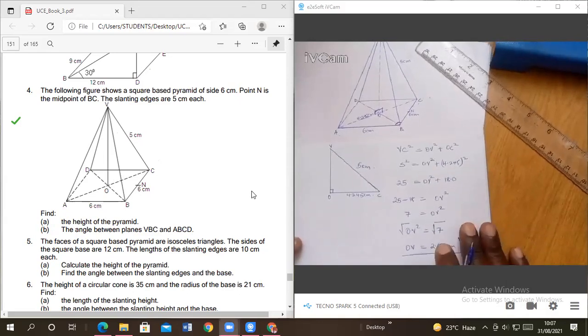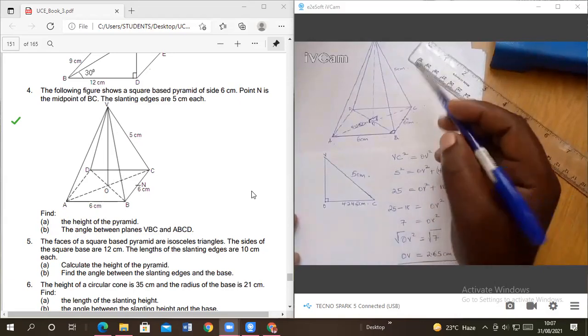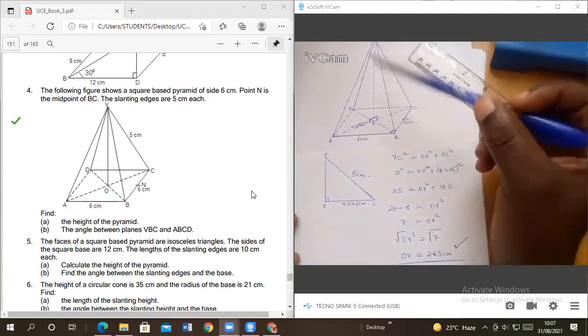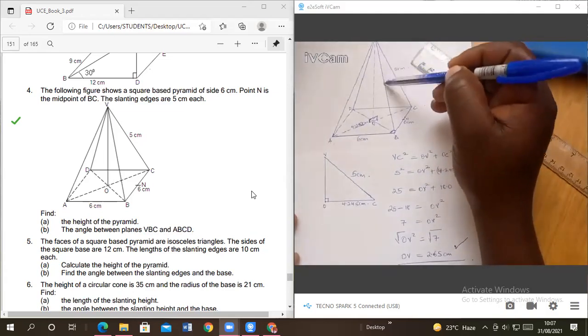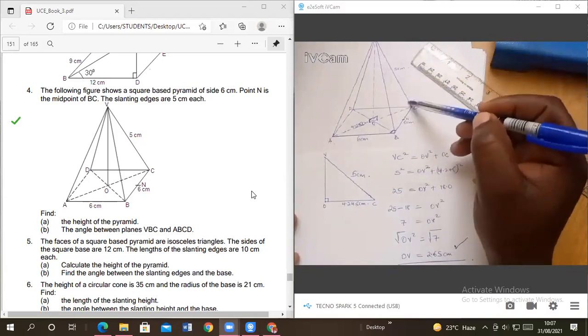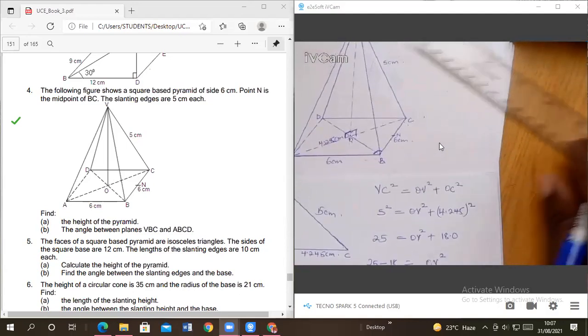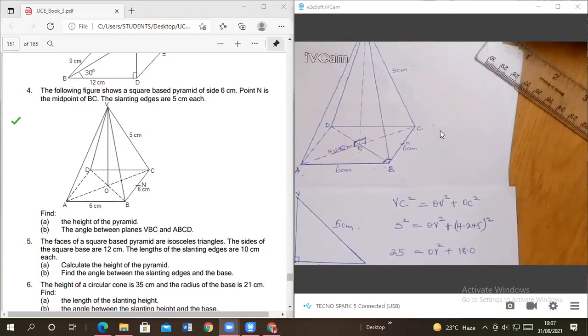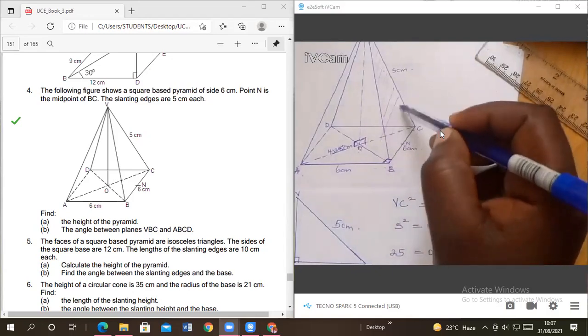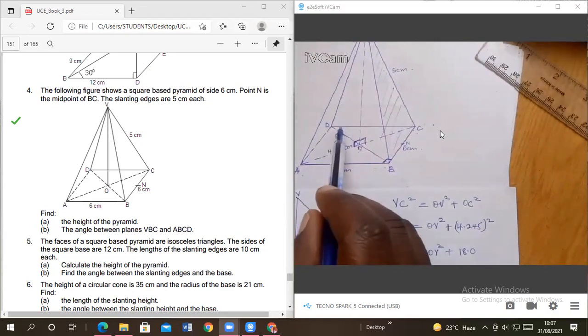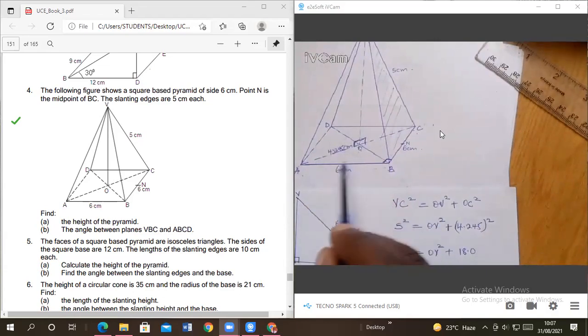Let me show you. The planes they are talking about, the plane VBC. This plane here, this slanting plane. Do you see that plane there? Let me zoom in so that you don't say I'm not seeing very well. So that is VBC. This plane. That's what they are talking about. What's the angle between that plane and the base? The base is ABCD. So what is the angle between?